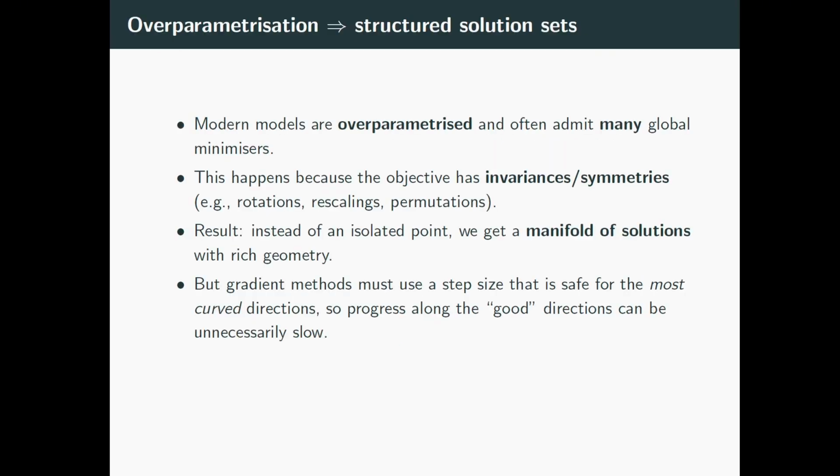Modern models are heavily over-parametrized and their objectives have invariances, so instead of a single optimum, we get a whole solution manifold. That geometry creates ill conditioning. Some directions are very flat, others very steep, so first-order methods have to take conservative steps and they slow down. This pattern shows up a lot in machine learning, so the natural question is, can we exploit that structure?